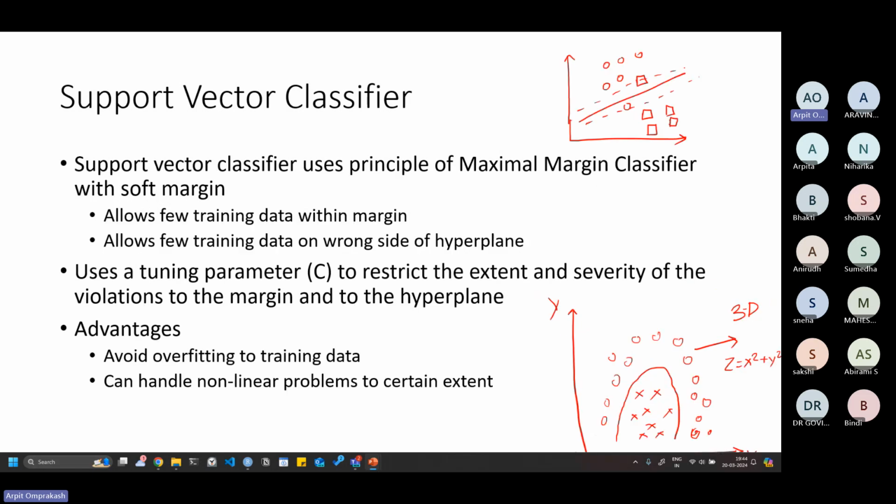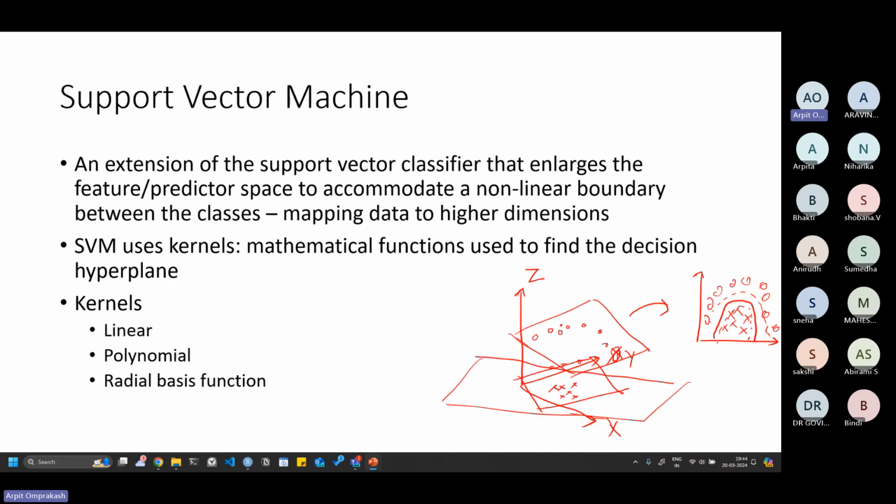So this is called support vector classifier. But to do proper nonlinear classification, or to fit nonlinear decision boundaries, we use something called a support vector machine, which is an extension of support vector classifier that basically transforms your initial predictor space into some higher dimension and then tries to find boundaries in that higher dimension that might be able to help you segregate the data.